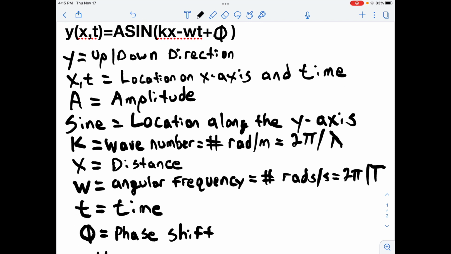So the y is the up and down direction. X means at a particular distance to the right or left, time at a particular time period within 5 seconds, 10 seconds, or whatever that may be.